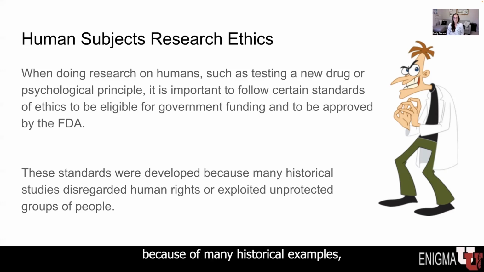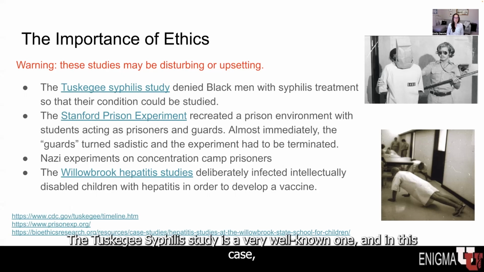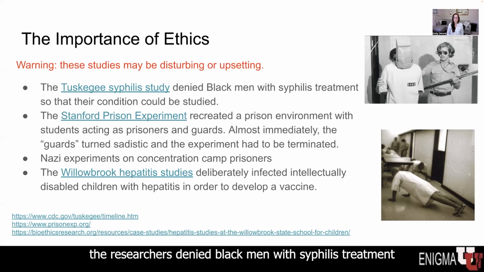These standards were developed because of many historical examples, many studies in history that have disregarded human rights or exploited unprotected groups of people. So these examples can be disturbing, just a warning. There are countless examples of unethical studies that have been done in the past. The Tuskegee syphilis study is a very well-known one, and in this case, the researchers denied Black men with syphilis treatment so that their condition could be studied, so that they could study the course of the disease.